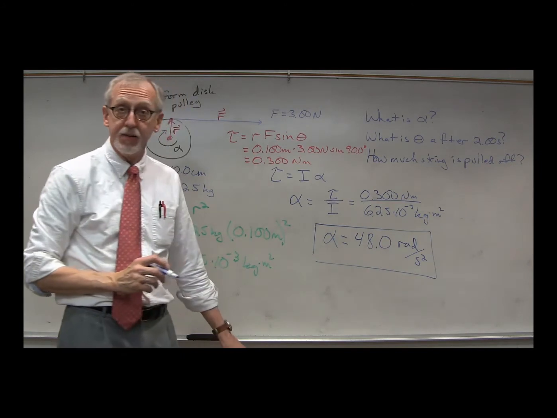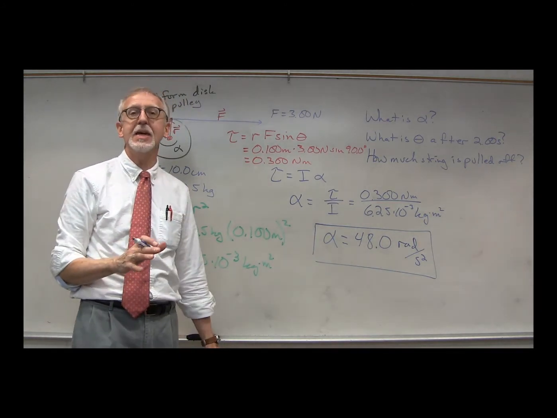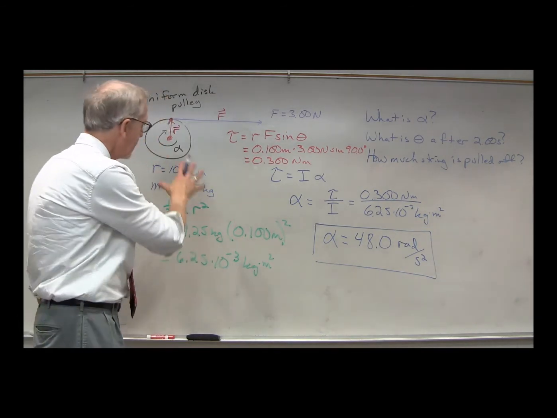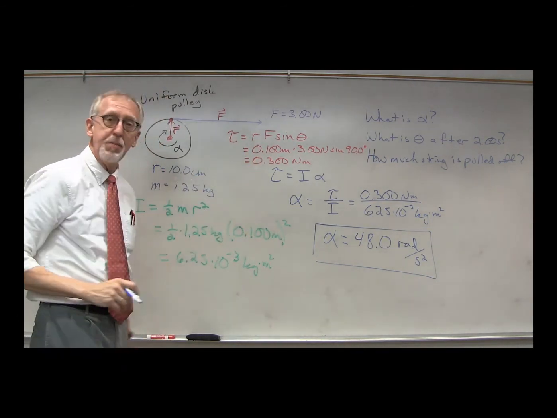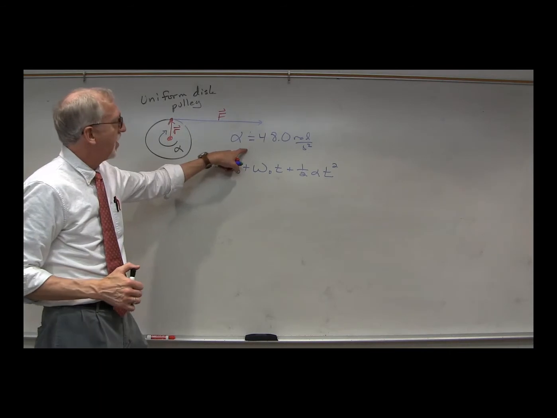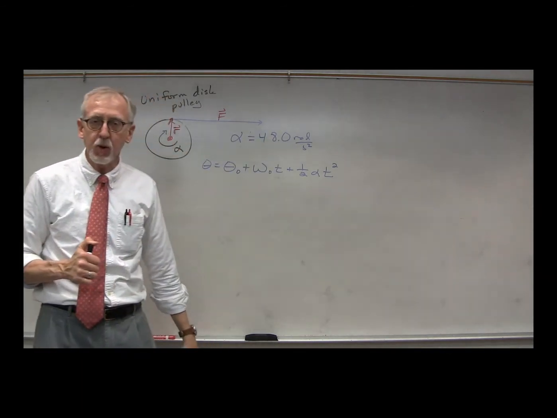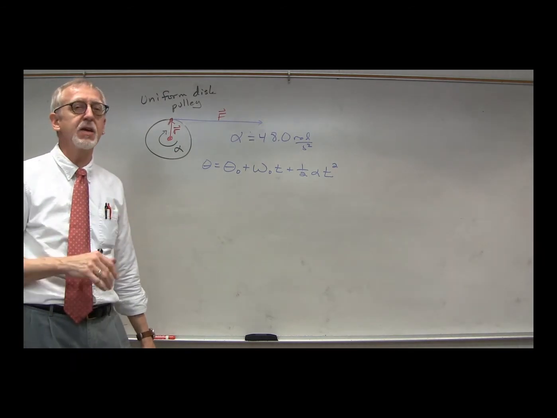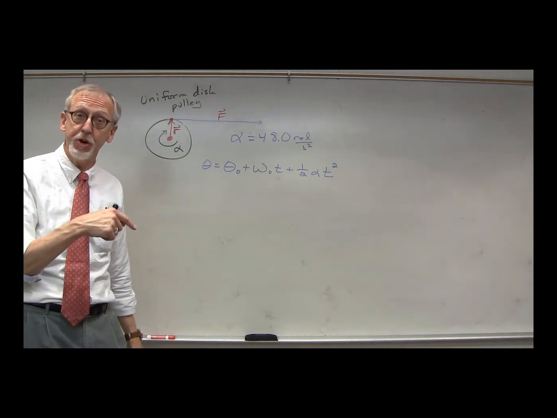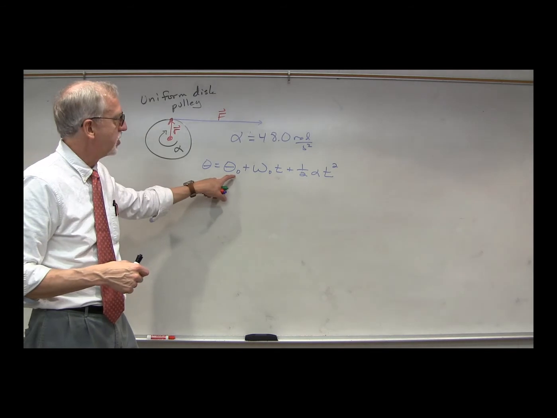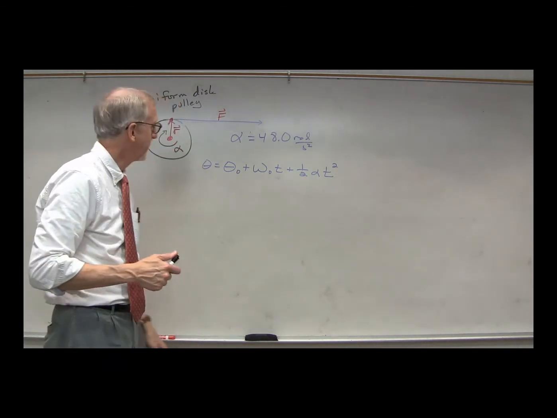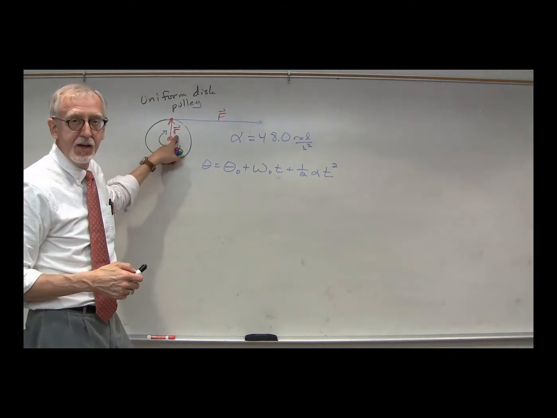Now, what is theta? Well, now it's a purely kinematic rotational problem, rotational kinematics. So I'm going to get rid of the rest of this, and I'm just going to leave up alpha. We've got alpha equals 48 radians per second squared. How are we going to solve for theta? Well, remember the 4 rotational kinematic equations. We're going to use the third, where theta is equal to theta naught plus omega naught t plus 1/2 alpha t squared.